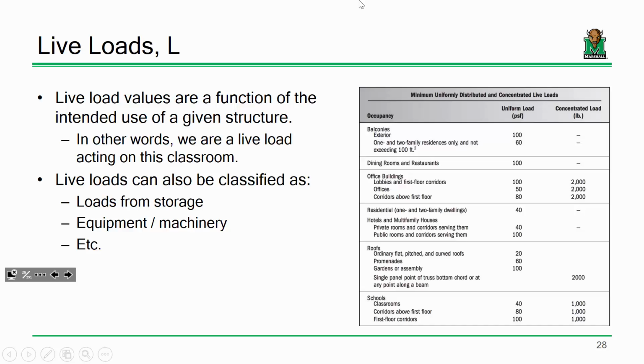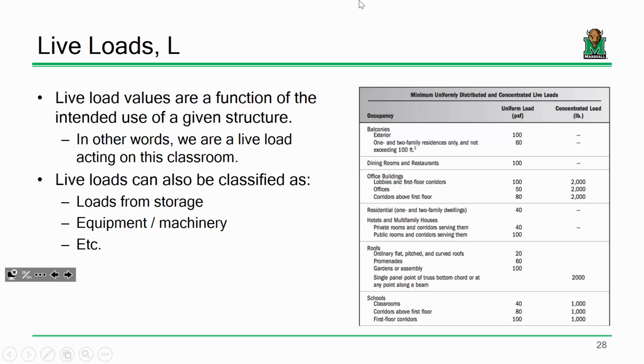So for instance, if I'm designing an office building, I've got a few loads here on the slide. Office buildings: lobbies and first floor corridors are taken to be 100 pounds per square foot, whereas the offices are only taken to be 50 pounds per square foot. Does that make sense? Think about it. If you're looking at a typical office building, wouldn't it make sense that the lobbies are going to have a fair amount more people in them than the offices themselves? You go into the office building, there are all these waiting rooms, all these big areas for people to collect. But the actual office might have 1 or 2 people in it, right?